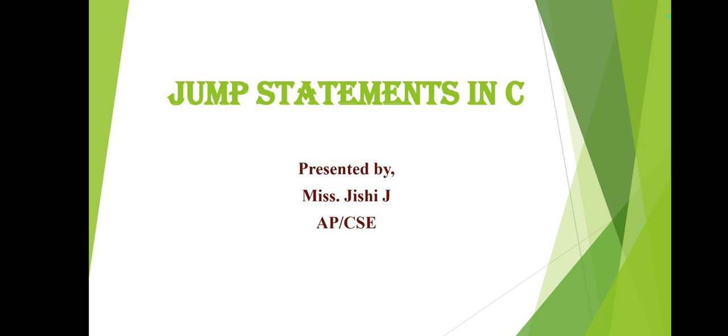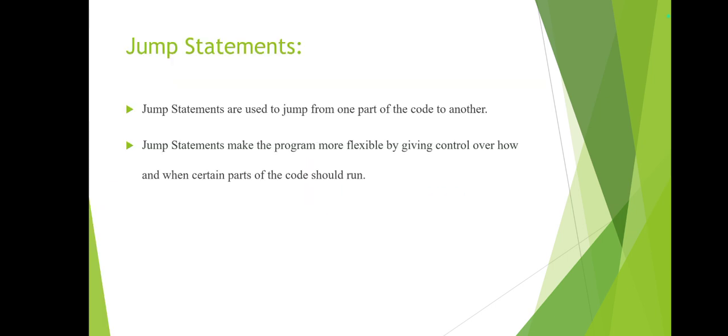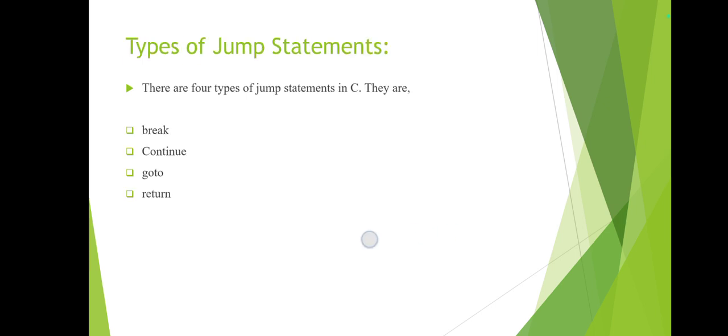So, in today's session, I'll be taking you through an interesting topic called jump statements in the C programming. First of all, what is a jump statement? Jump statements are used to jump from one part of the code to another. Jump statements make the program more flexible by giving control over how and when certain parts of the code should run. Which means in programming, jump statements are used to change the normal flow of execution and they allow the program to jump from one part of the code to another based on a condition or requirement.